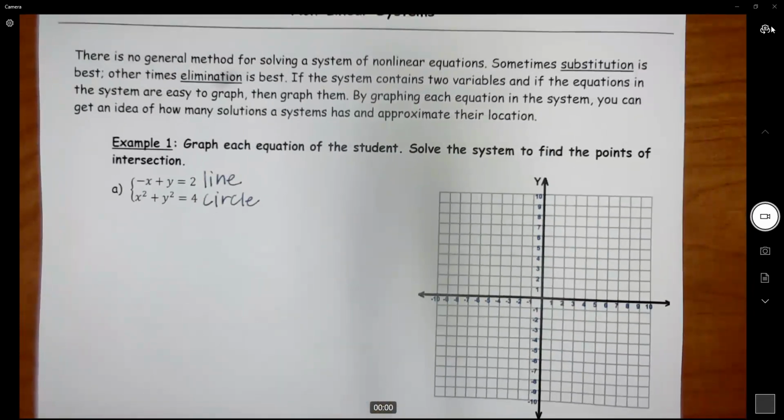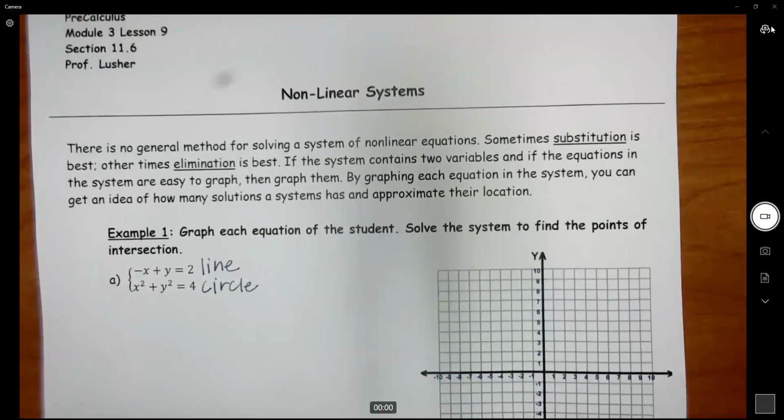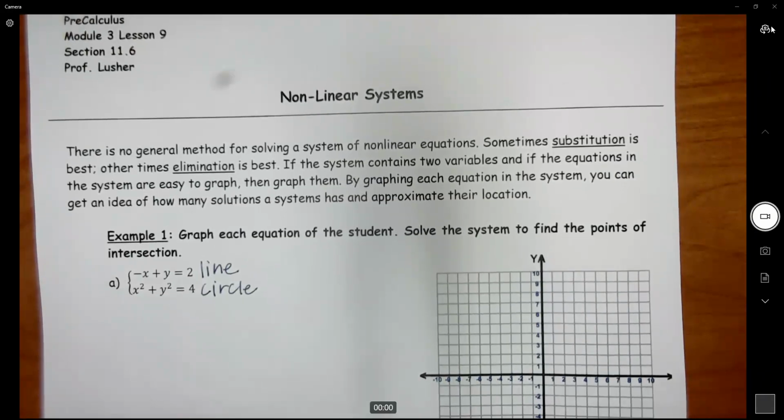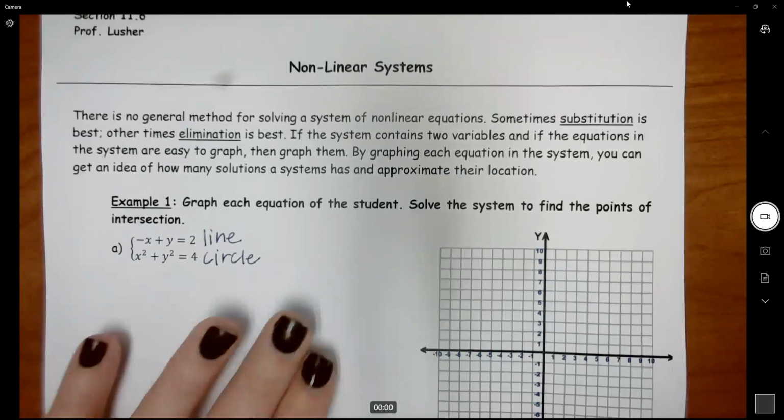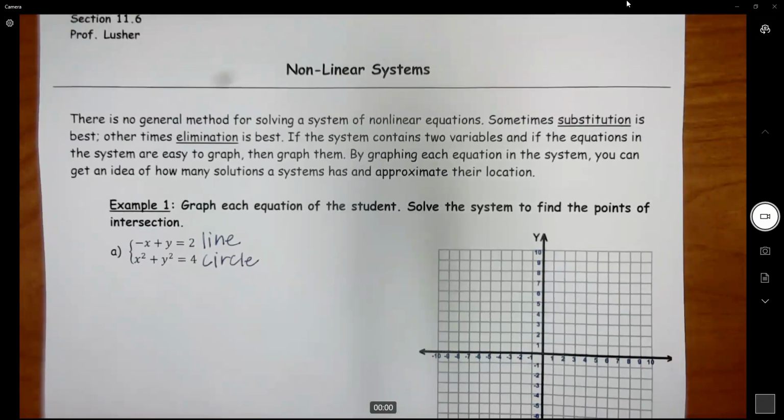Keeping in mind how many solutions we could have is very helpful as we go through these. Let's just go ahead and stop the video right here. That's going to be your introduction to nonlinear systems. When we come back, I am going to show you how to graph and find your solutions.